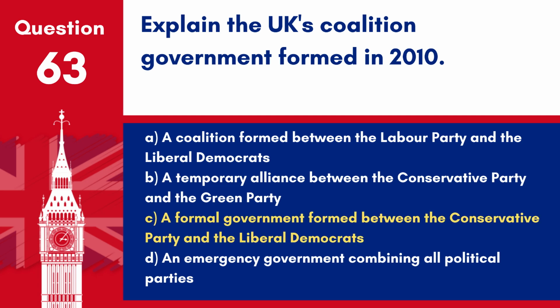Answer: C. A formal government formed between the Conservative Party and the Liberal Democrats. The 2010 coalition government was the first formal peacetime coalition since the 1930s, formed after no single party could secure an outright majority in the general election.